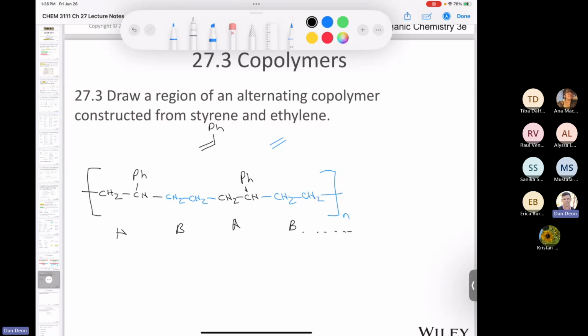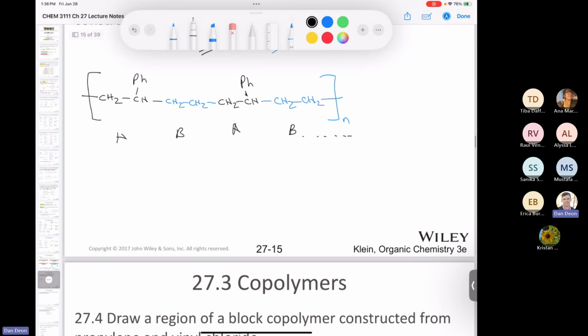Everybody, give me a thumbs up if you follow me on that one. Drawing an alternating copolymer back and forth and back and forth. Cool. It's not quite as complex as something like Michael addition, huh? Anyhow, let's move on.